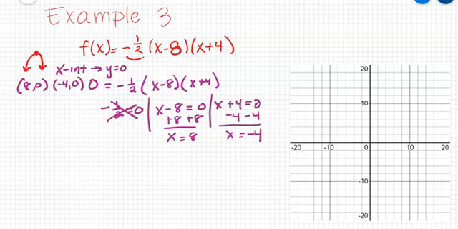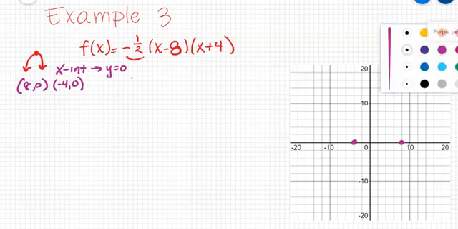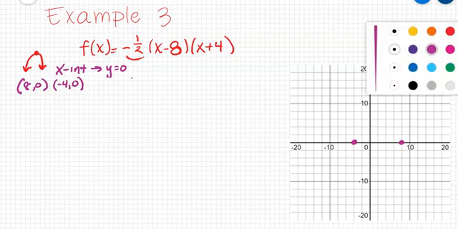I'm going to go ahead and erase all the work, so we have space for everything else, and graph those points. Negative 4, you can notice our graph has a different scale. Each grid mark is 2, so negative 4 is here, and 8 is right here. And there we have our x-intercepts.